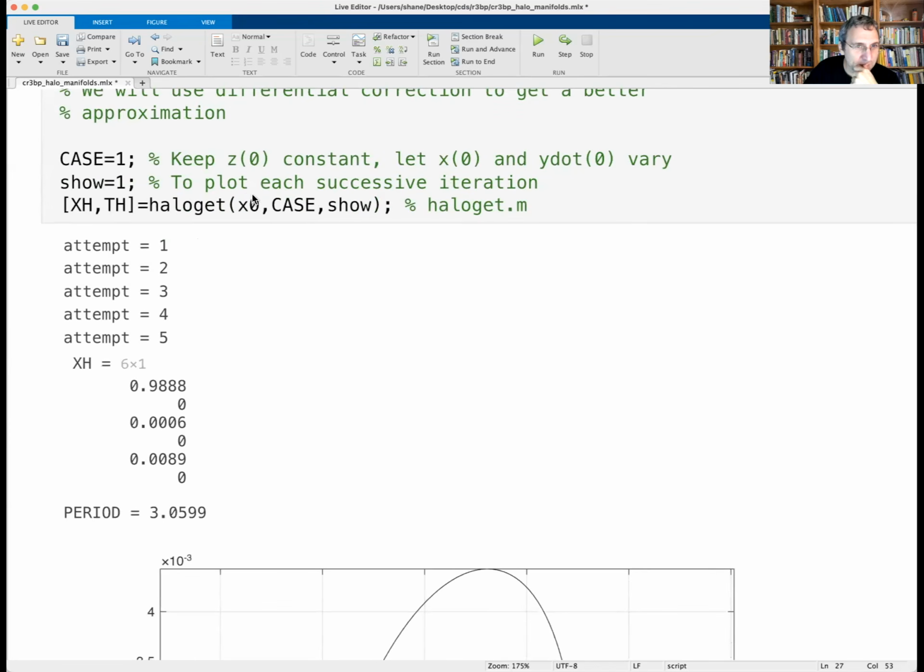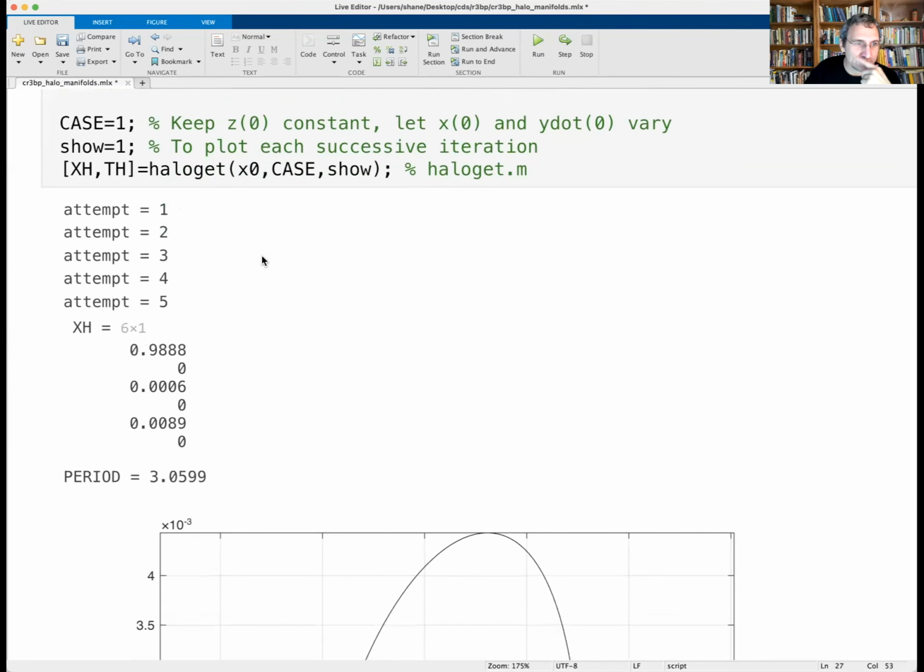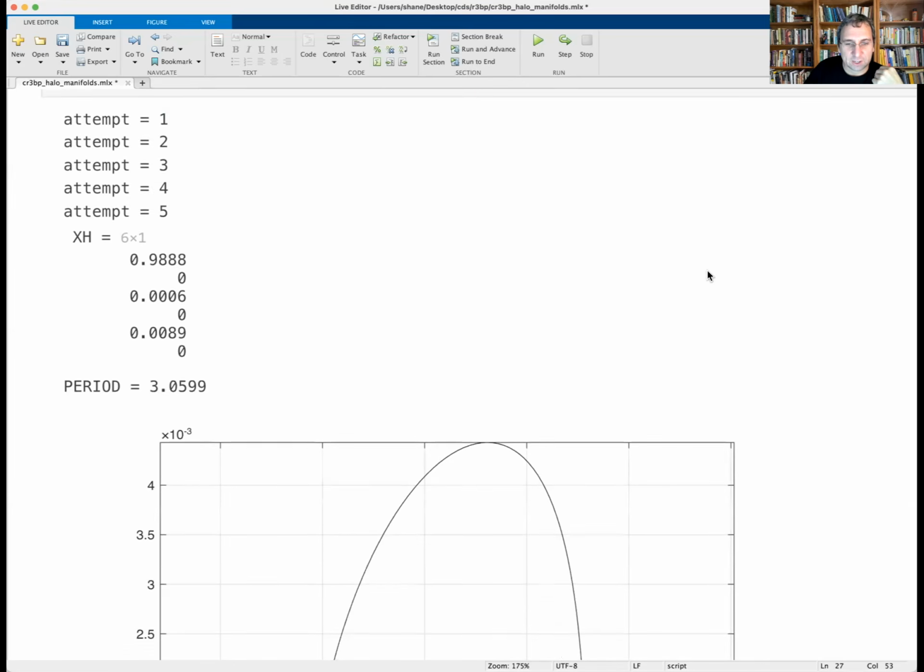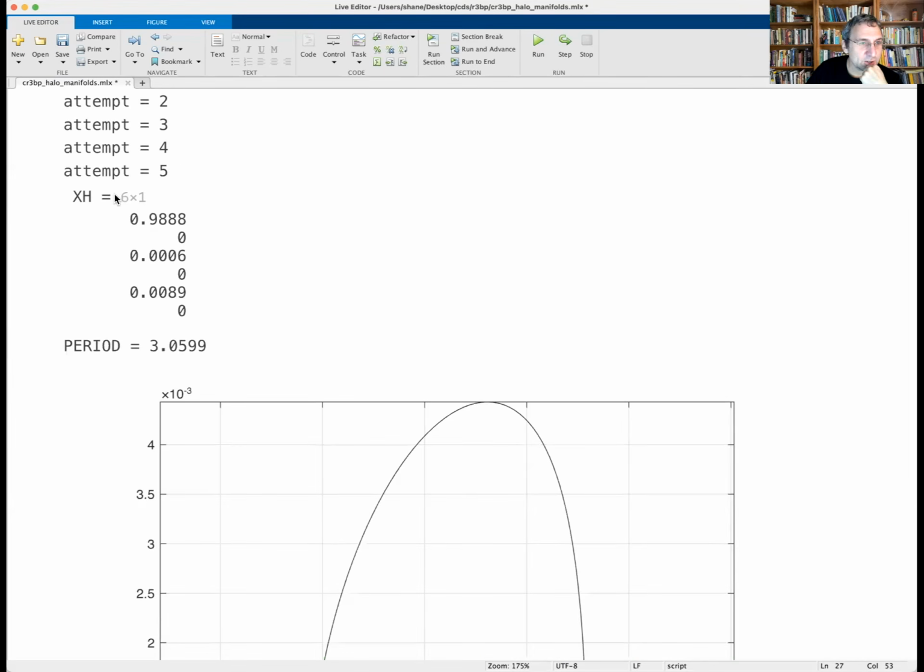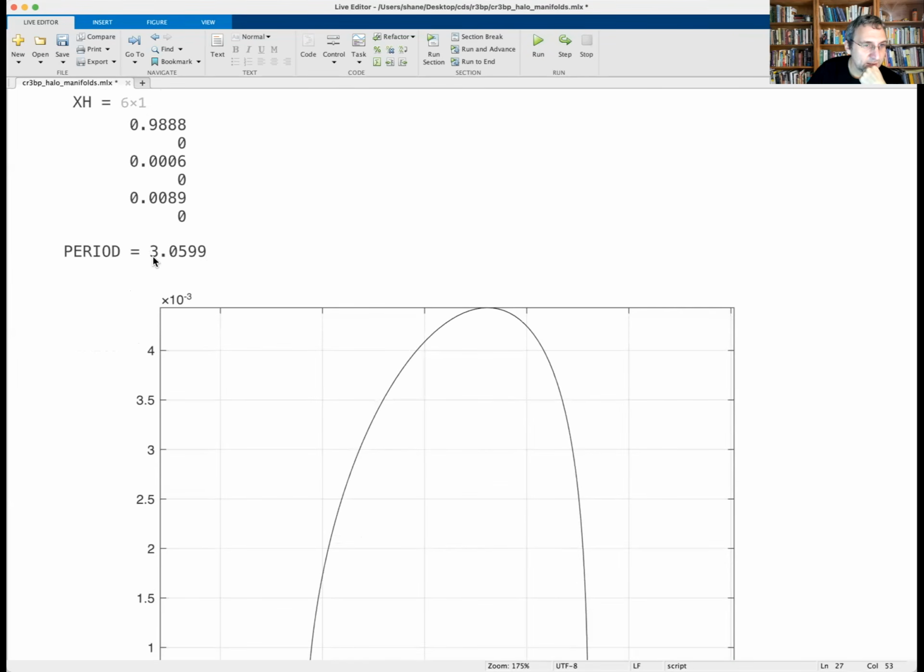If you were to run this in real time, you'd see the successive iterations. This took 5 iterations before it was able to get something that, so we're starting here, and this is computing something that will cross the xz plane exactly perpendicularly, meaning it only has y velocity. So all the other velocities are below some tolerance. So this is the initial condition it spit out. And there's the period in the usual non-dimensional units.